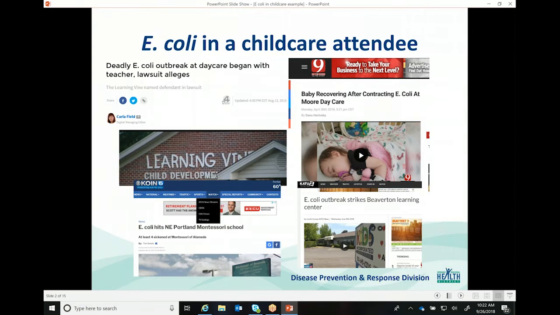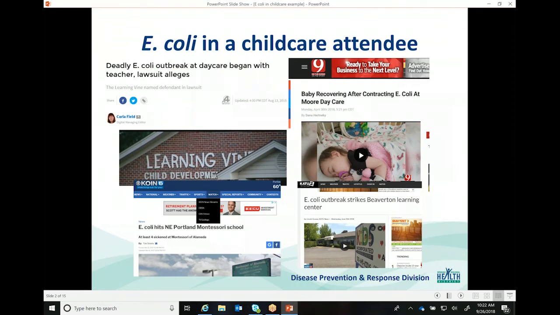I just wanted to highlight here in this slide that there's really some potential for seriousness here with E. coli in a child care attendee. And it has the potential for quite a bit of media attention, as many of you may have seen from local and national news media in recent years. I'll speak in just a minute about why a childcare setting can be serious for this population, but I wanted to highlight that this really isn't an uncommon situation and has the potential to garner some media attention.